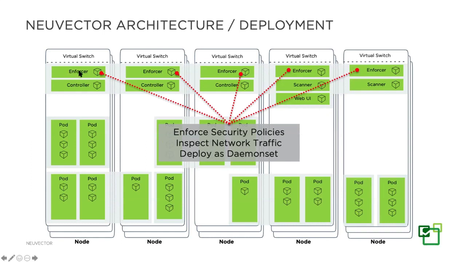The enforcer sits next to the virtual switch on the worker node, and that is how we're able to inspect that network traffic. The enforcer deploys as a daemon set. That is optional, but as a daemon set, that means we get deployed with every additional node as you scale up and scale down. And that enforcer plays a role in that traffic. That is the most efficient place to block or to inspect network traffic.